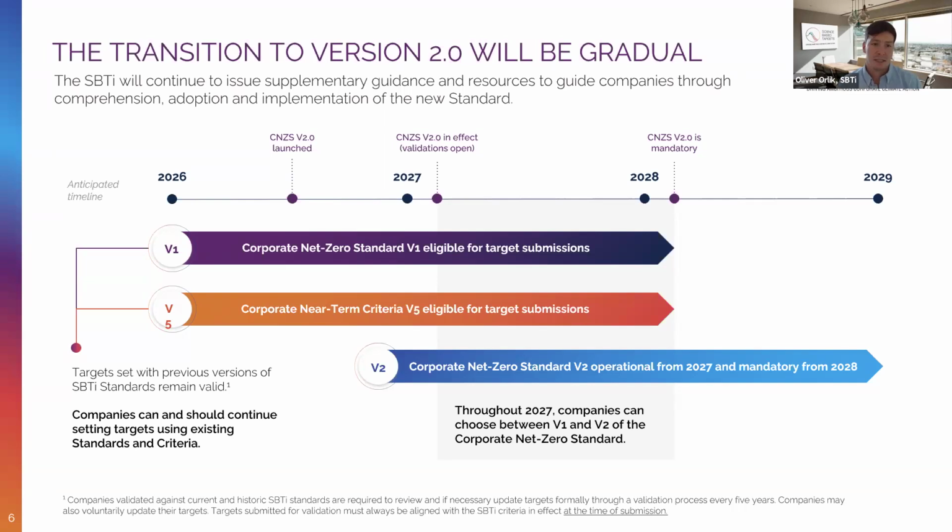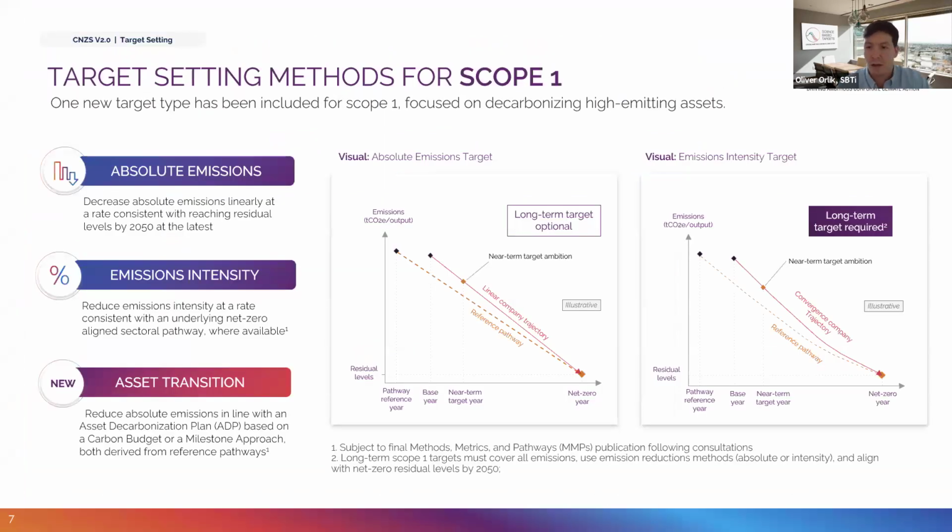So on the next slide, I'm going to talk now about the biggest innovation, which is about how do companies set targets for their scope 1, 2, and 3 emissions along that net zero 2050 trajectory at the latest. So in the current version 1, companies have an option to set targets of absolute emissions or emissions intensity. And in version 2, we're introducing an asset transition plan. So I'm going to talk through how that works when you're setting targets under version 2.